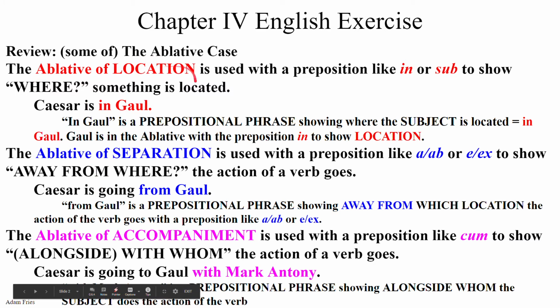All of these are in the ablative case. They use different prepositions and they show different things. Ablative of location shows location in a space. Ablative of separation shows movement away from a space. And ablative of accompaniment shows alongside or with whom someone does something.